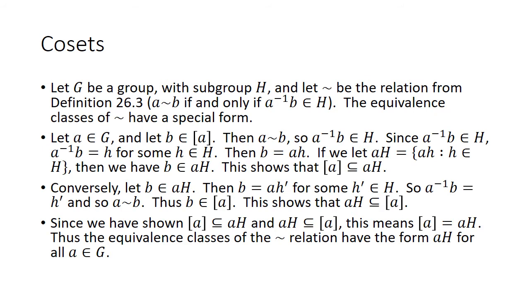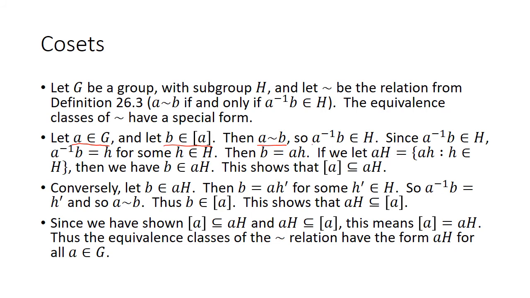So now let's talk about cosets, and I'm going to show you a couple of facts about cosets before I actually define what they are. So let G be a group with subgroup H, and let tilde be that relation from definition 26.3. In other words, a is related to b if and only if a inverse b is in H. The equivalence classes of tilde have a special form, and I'm going to show you what that form is right now. So let a be an element of G, and let b be an element of the equivalence class of a. Okay, so since b is in the equivalence class of a, that means a is related to b, or b is related to a in either order because it's symmetric.